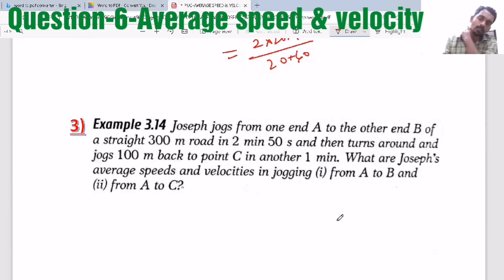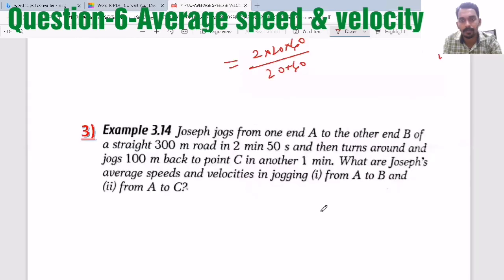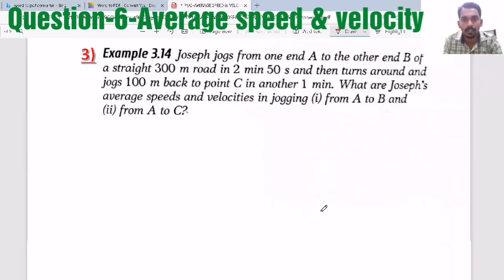So if you remember all those definitions and formulas, whatever I have explained, then after reading the question, you can easily realize what situation it might be. Now here, Joseph jogs from one end A to the other end B of a straight 300-meter road in 2 minutes 50 seconds and then turns around and jogs 100 meters back to point C.